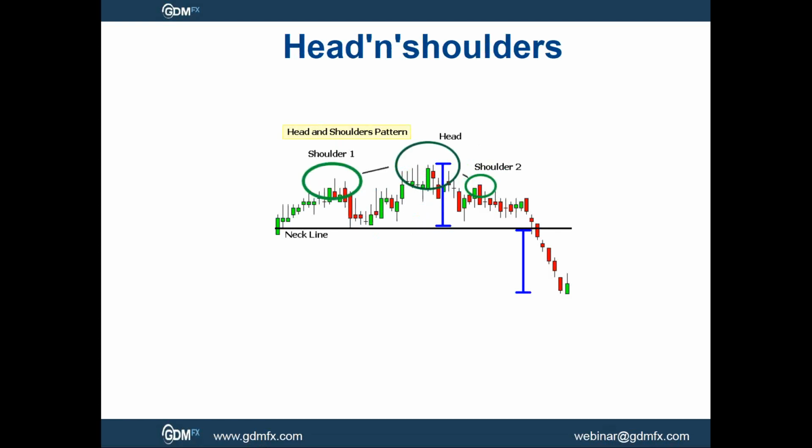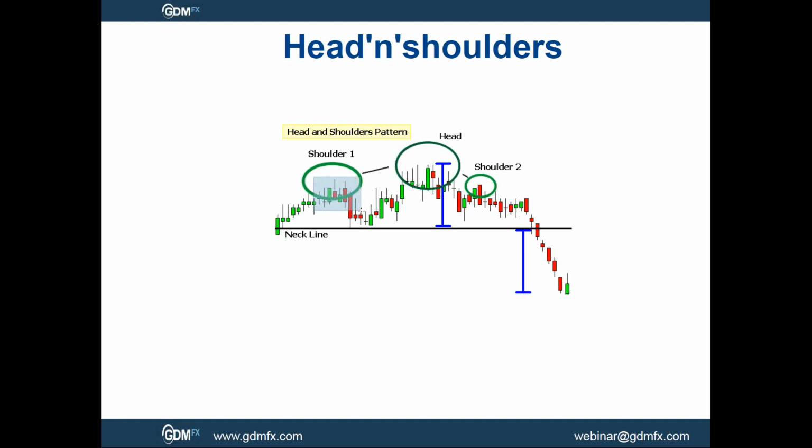Now, the head and shoulders is one of the most popular and reliable chart patterns in technical analysis. And of course, we don't need to imagine where the name comes from. We should only look at the chart and decide why it is called that way. It has a resemblance to the double top and double bottom formation. Right now we have a head and shoulders.